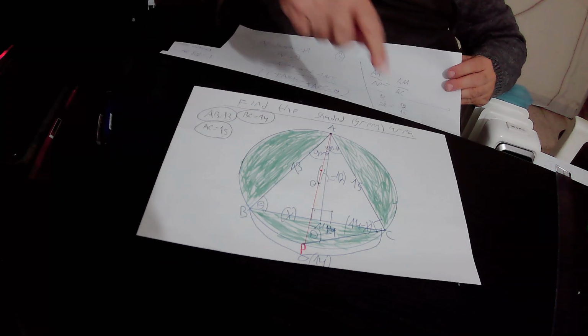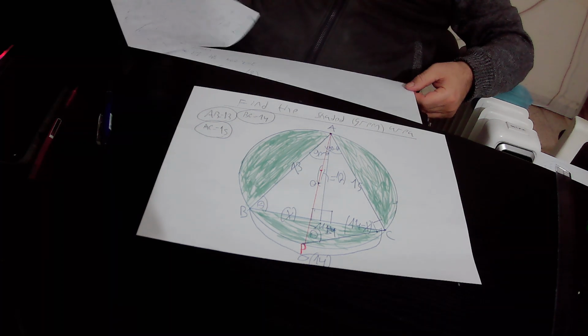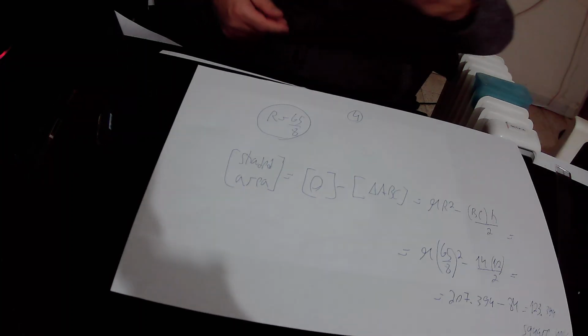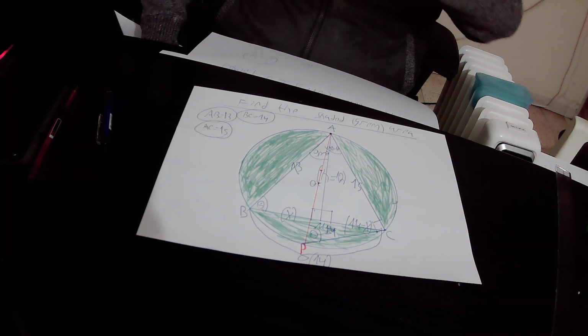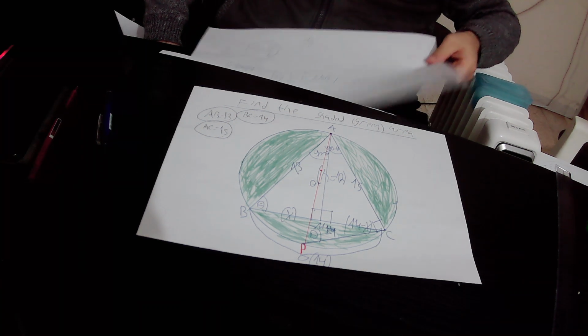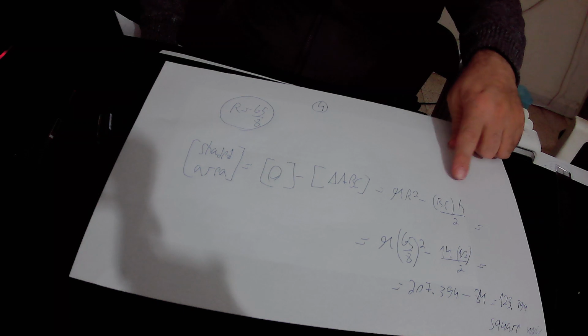Now after we found the radius of this circle, it is very easy to find the area of this circle. The radius of this circle, capital R, equals 65 over 8 units. What is the value of the shaded area? It is very easy to see from the drawing that the shaded area equals the area of the circle minus the area of triangle ABC. The area of the circle equals pi r squared.